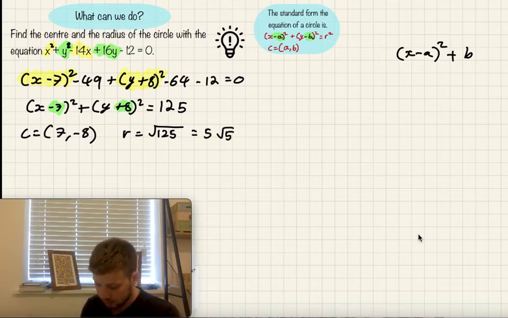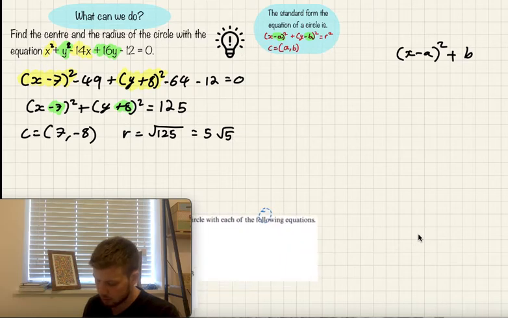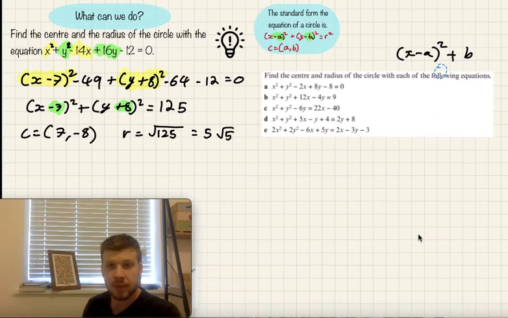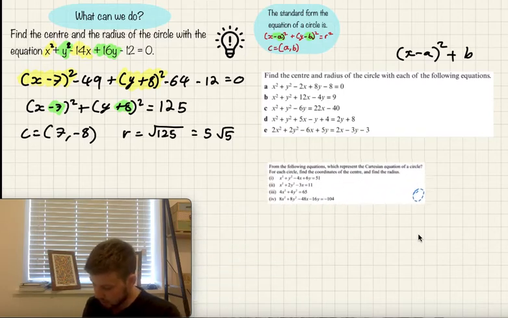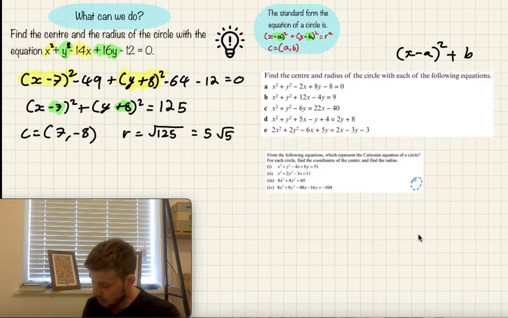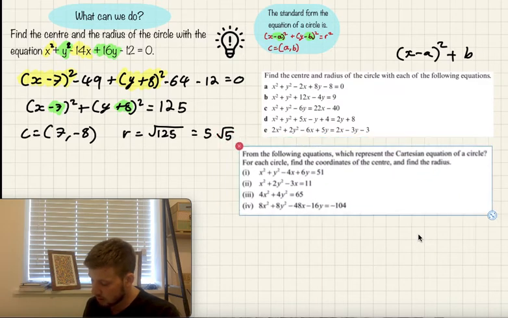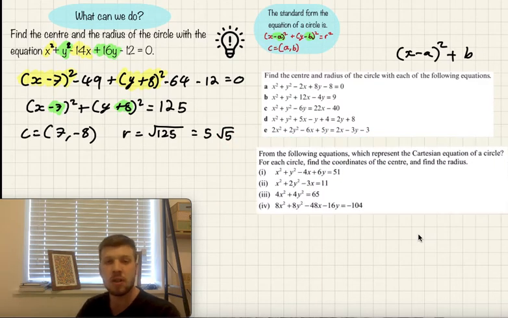So hopefully that made sense to you and it was also coherent. What I'd like you to have a look at is to find the centre and the radius of a circle for each of the following equations. And then I'd also like you to have a look at deciding whether or not these are circles, based on if we can get them into the Cartesian form of x minus a squared plus y minus b squared. So I'd like to pause the video now and have a go at those questions.